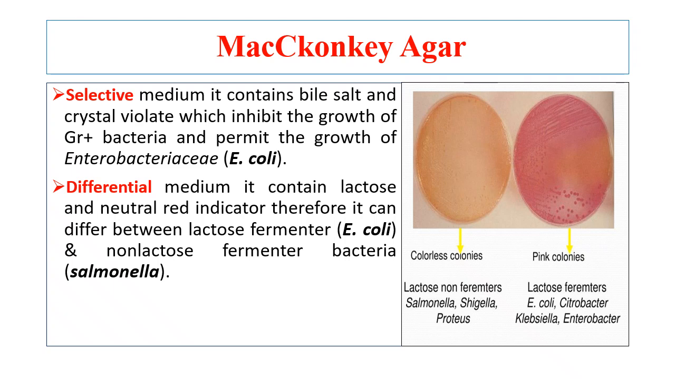The lactose fermenter bacteria like E. coli, Klebsiella, and Enterobacter, when grown on this type of media, ferment the lactose and change the color of the indicator neutral red and produce pink colonies. While non-lactose fermenter bacteria like Salmonella, Shigella, and Proteus produce colorless colonies because they do not ferment the lactose in the media and do not change the color of the indicator.